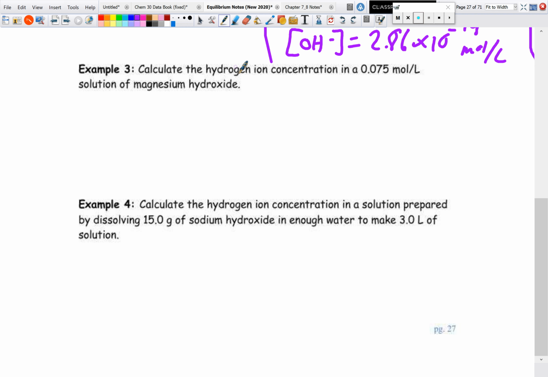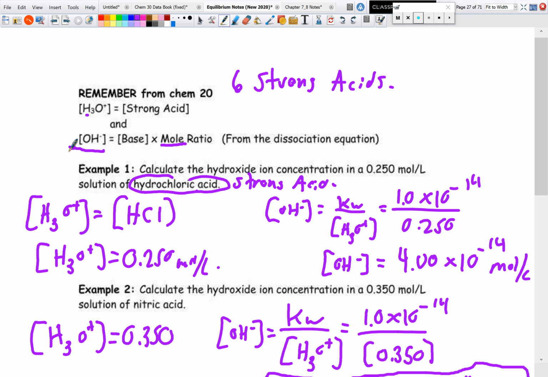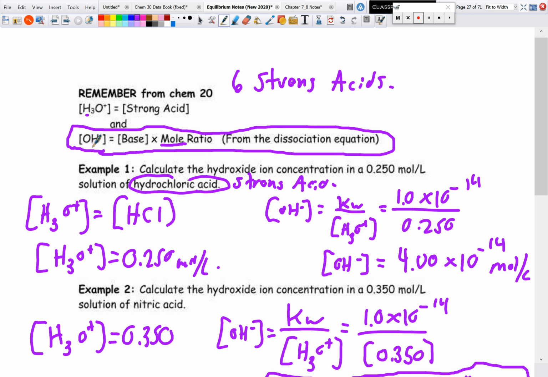So what we have right here is calculate the hydrogen ion, or hydronium is another way to say that, concentration in a 0.075 moles per liter solution of magnesium hydroxide. So of course, magnesium hydroxide, we know we have a strong base, but you have to pay attention to this little bit up here. So the concentration of hydroxide is equal to the concentration of the base times the mole ratio from our dissociation equation.